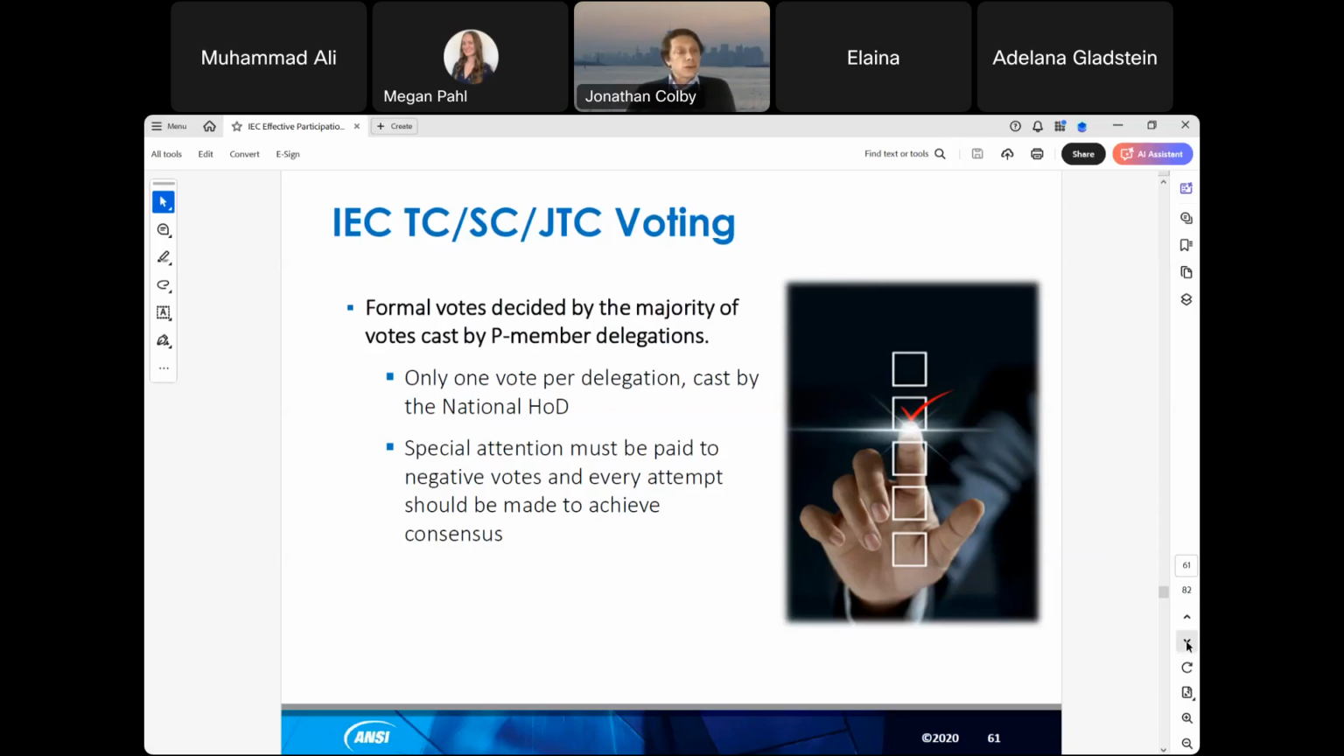There are some unique voting rules on a new work item proposal. You need 2/3 of the P members voting to approve, and you need a certain number of experts to be appointed for a new work item to proceed. For other voting documents, such as Q documents, a simple majority is sufficient.